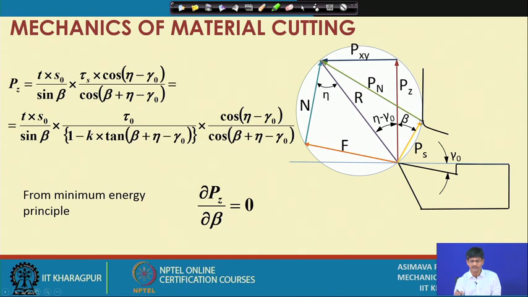It will go for that plane in which minimum energy is there, that will happen first. So, from the minimum energy principle, the least amount of Pz will define this particular plane. The least value of Pz occurs when this minimum energy is expended, because energy is equal to Pz into Vc. So, if we differentiate Pz with respect to beta, we will be able to solve for that beta for which Pz is minimum.